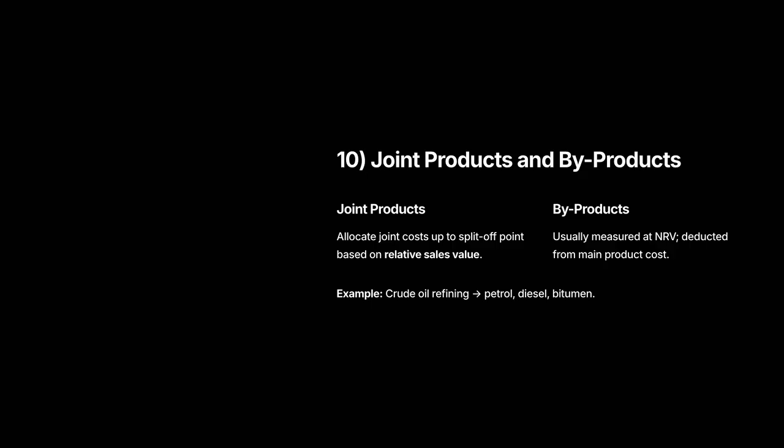Joint products and byproducts. For joint products, allocate joint costs up to the split-off point based on relative sales values. Byproducts are usually measured at NRV, and their proceeds are deducted from the main product's cost or recognized as other income. Example, in refining, allocate joint costs across petrol, diesel, and bitumen by relative sales value.